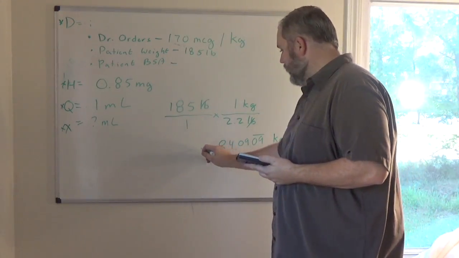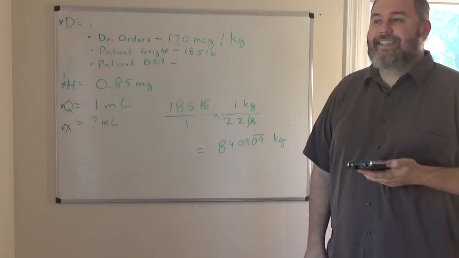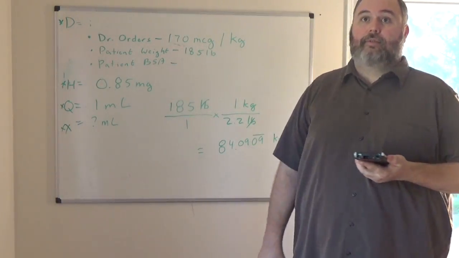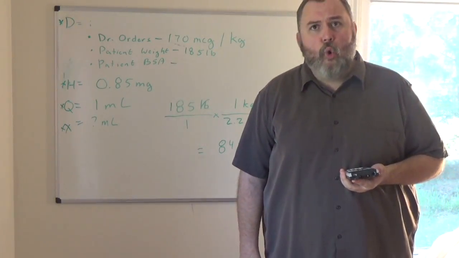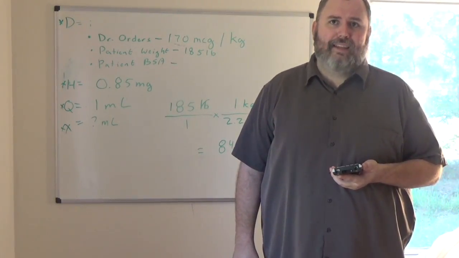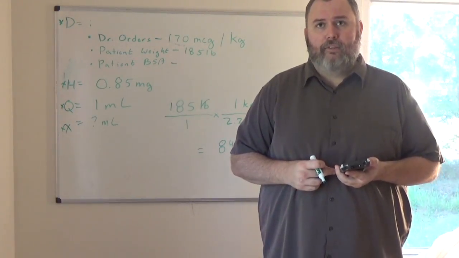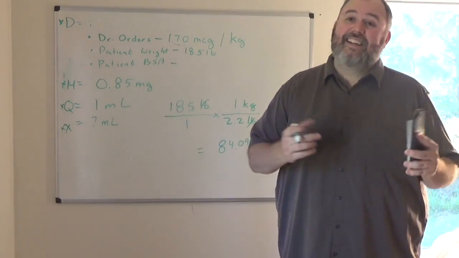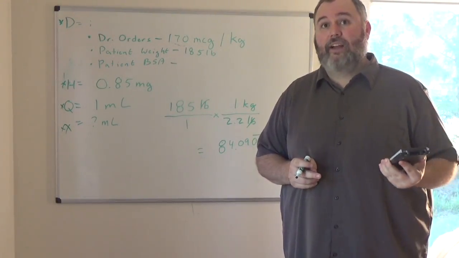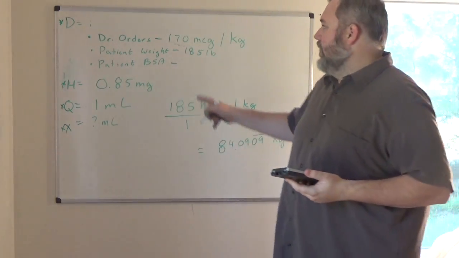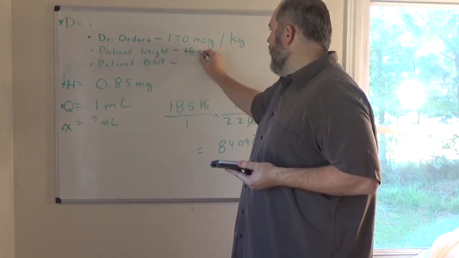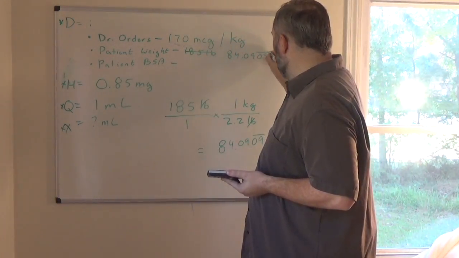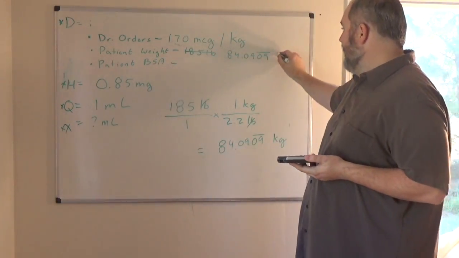Now, here's the thing. Your instinct is probably to round this right now. I am going to tell you no. Try not to round anything until the very end. So what are we going to do? Well, it's not as hard as you think. You've already got it in your calculator, but we can do something else to it. So we now know that the patient's weight is 84.0909 repeating, and it's in kilograms.